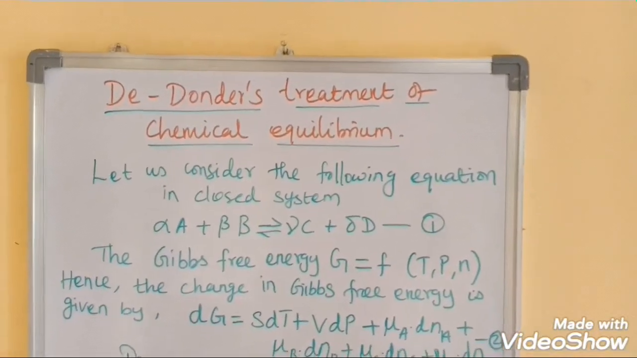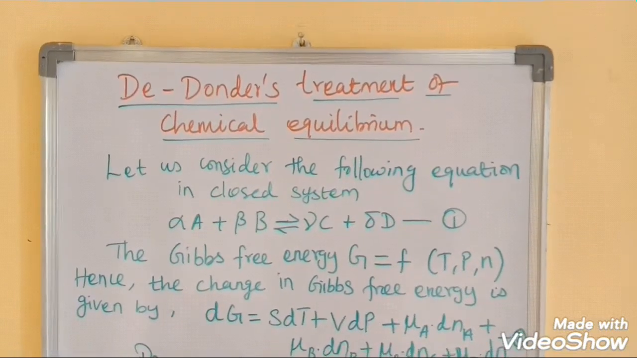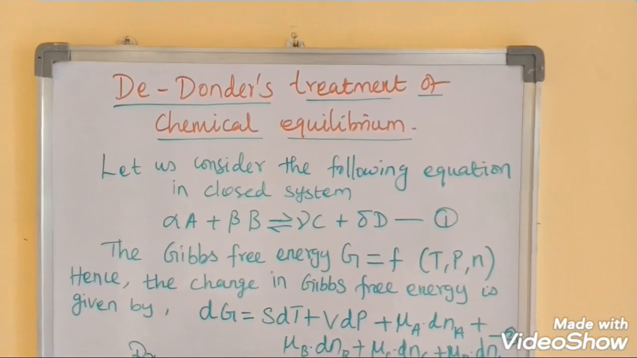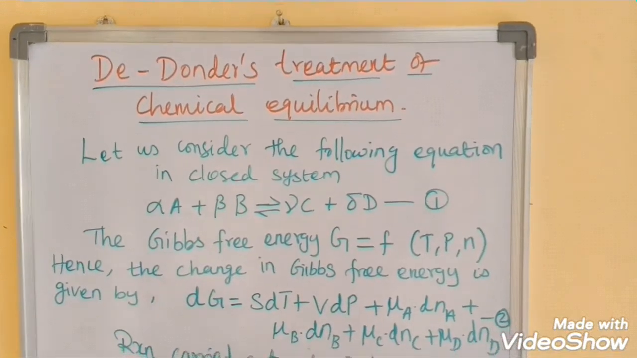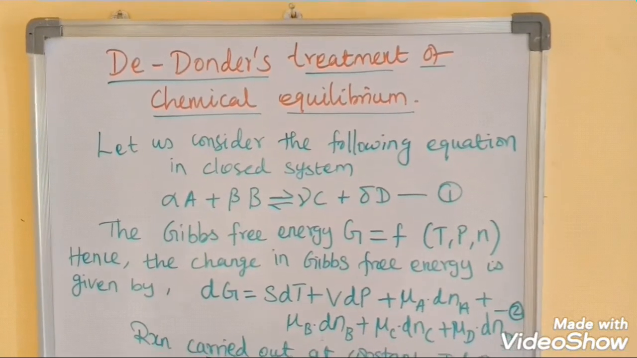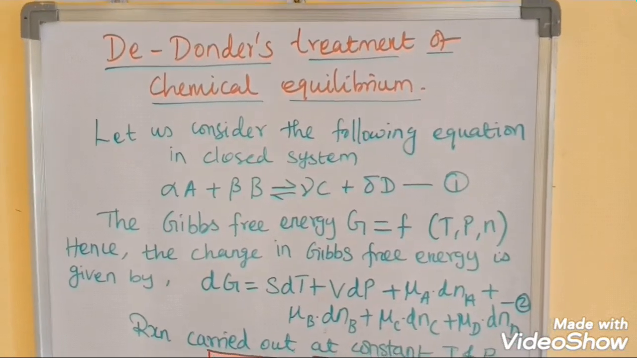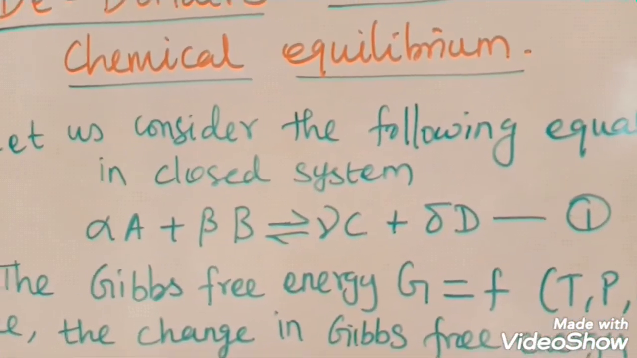Dear students, today we are going to see De Donder's treatment of chemical equilibrium. Here we are going to consider a closed system. A reversible reaction will take place in the closed system, so we consider the following equation.